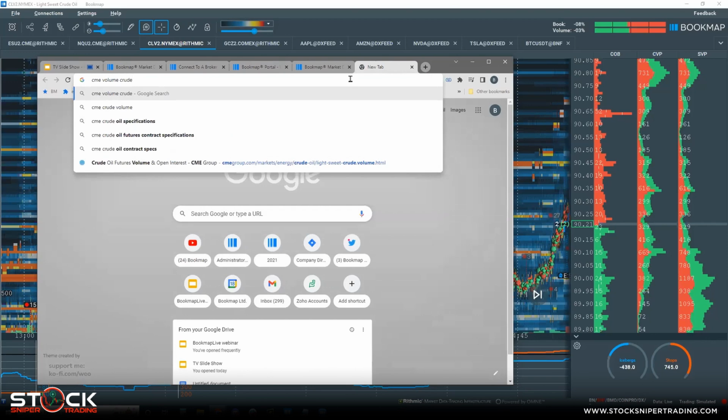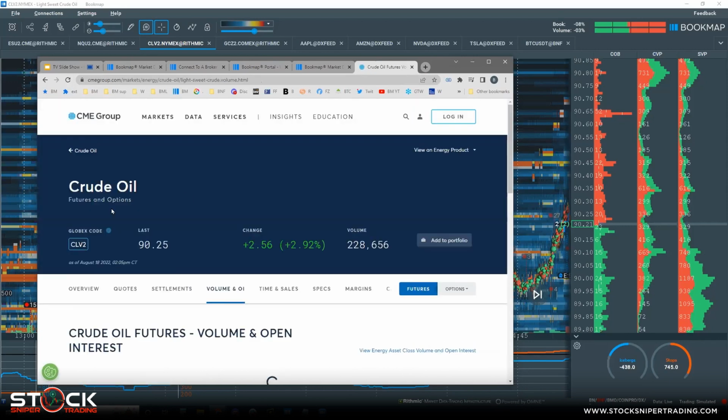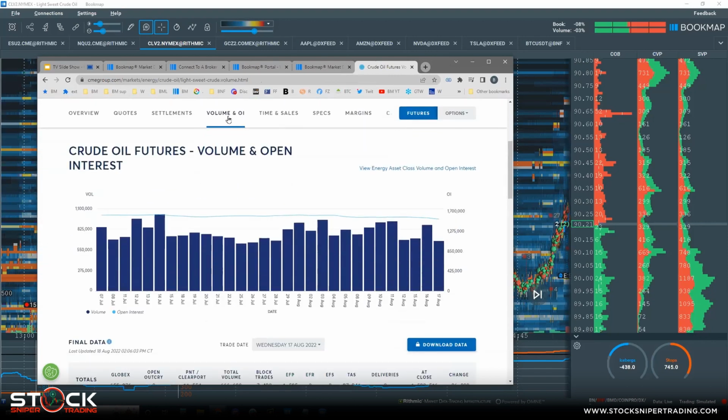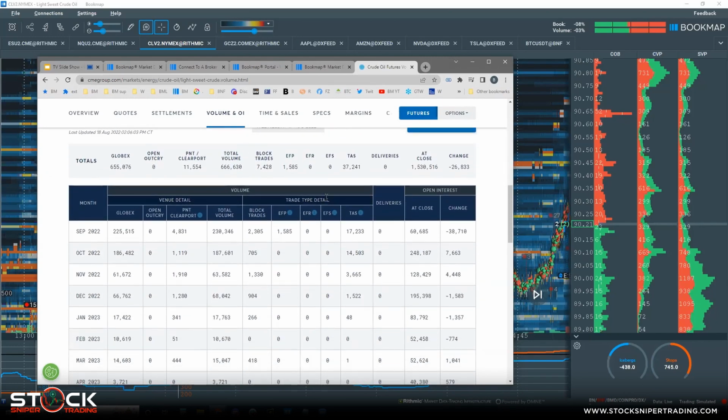Like, for example, crude oil. I actually just changed it today, and I'll show you how. I just do a Google search for CME volume crude. Here are the contract specs. Let's scroll down. We're in the volume and open interest section. That's where you want to be. We'll scroll down and look at total volume. And you can see that right now, it has not updated here from yesterday.